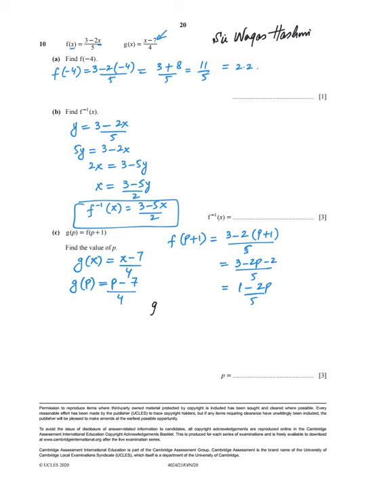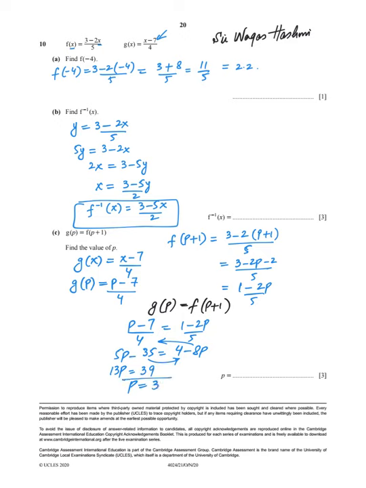The condition is that g of p equals f of p plus 1. So g of p is p minus 7 upon 4, right? And f of p plus 1 is 1 minus 2p divided by 5. By cross multiplication, it's 5p minus 35 equals 4 minus 8p. We need to make p the subject, so I need to shift 8p to the left side. So 5p plus 8p, it's 13p equals minus 35 on the right side, 4 plus 35, it's 39, and p equals 3. That is your answer.